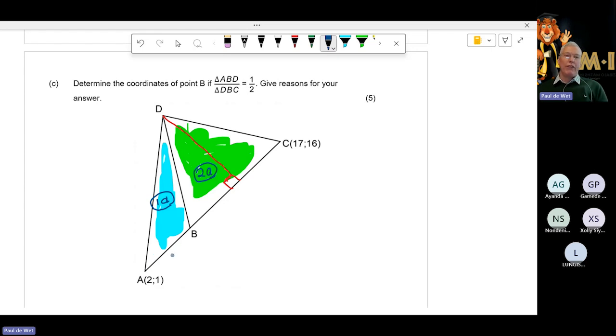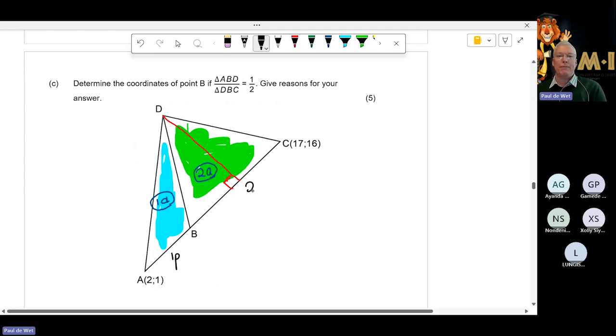What do I know about the ratio of AB to BC? If the heights are the same, what must this here to this here be? It must be the same as the ratio of the areas. If the heights are the same, the areas are in the same ratio as the bases. So do you agree, if this is P, what must this be? 2P. Now the question is asking, what are the coordinates of this point?